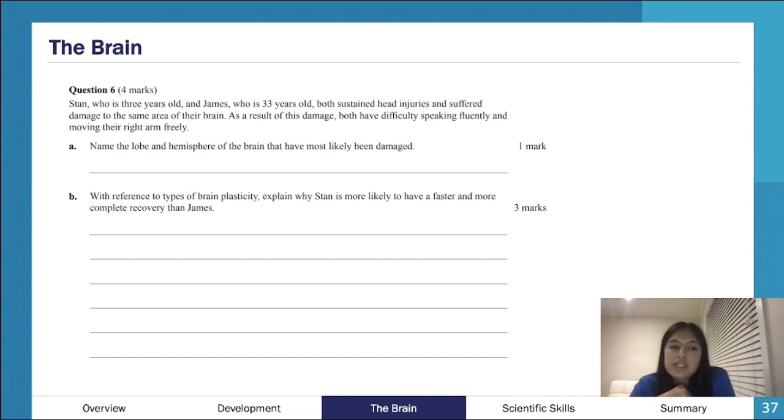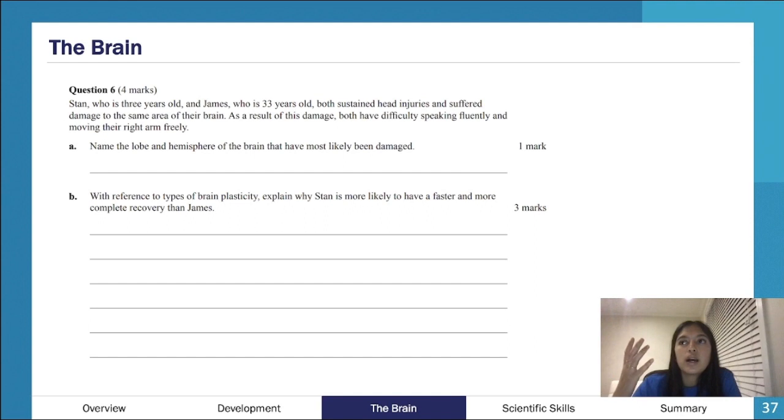So with reference to types of brain plasticity, specifically for this one, I hope you guys were thinking of mentioning adaptive plasticity. You would explain why Stan, who is 3 years old, is more likely to have a faster recovery and also a complete recovery compared to James, who's 33. So you bring in their age and this idea that the younger you are, the more successful the brain is at adapting and forming new circuits and things like that. And how that will happen faster, again, because you're younger, but also complete.